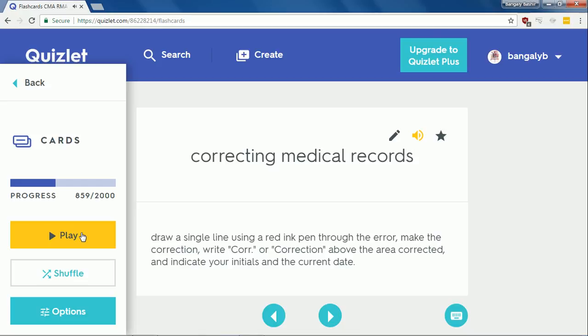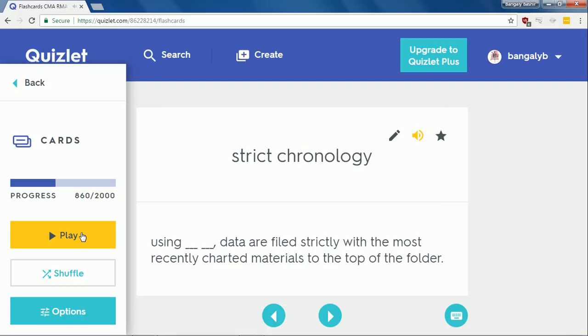Correcting medical records. Draw a single line using a red ink pen through the error, make the correction, write "cor" or "correction" above the area corrected, and indicate your initials and the current date. Strict chronology. Using strict chronology, data are filed strictly with the most recently charted materials to the top of the folder.